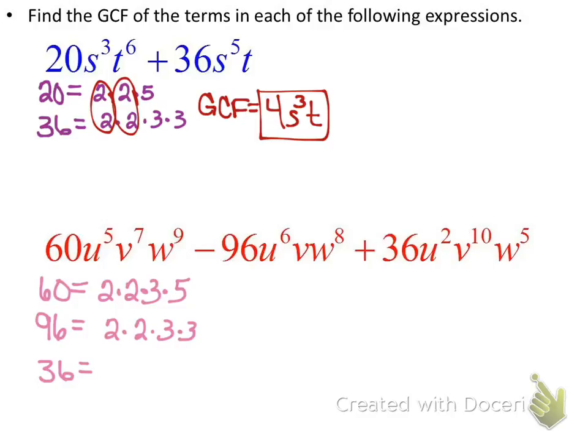2 times 2 would be 4. 4 times 3 would be 12. 12 times 3 would be 36. I said 2 3s. Oh, that's for the... It's 5 2s. For 96? Yeah. Erase.